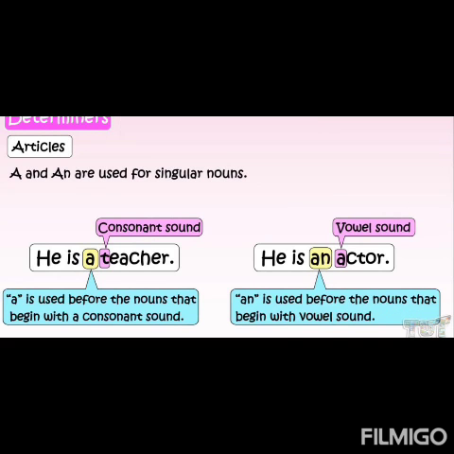A and an are used for singular nouns. A is used before the nouns that begin with a consonant sound. For example, he is a teacher. Here T is a consonant and we use a before a word that is starting with a consonant sound. He is an actor. An is used before the noun that begins with a vowel sound. The is used before singular countable nouns, plural countable nouns, and uncountable nouns.